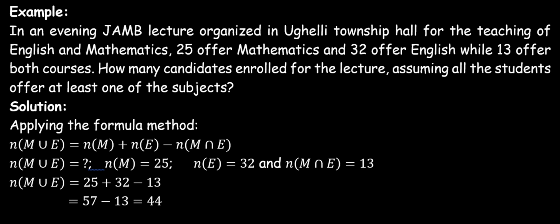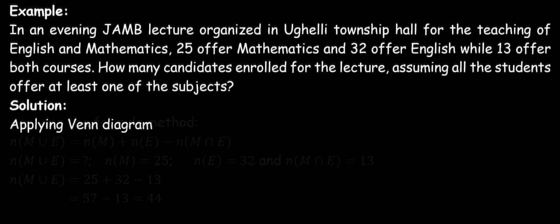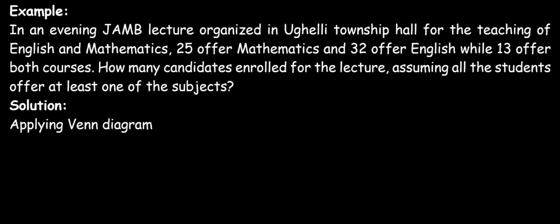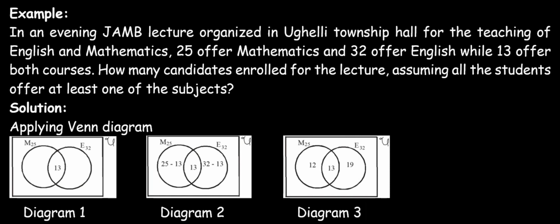Now, the same problem, applying the Venn diagram method, we have it shown diagrammatically as below. Study the diagram carefully. Diagram 1 shows the first stage of your Venn diagram, where you have M written outside the M circle with 25 in it, and English written with E outside the E circle with 32 in it, and the common number between the two circles, which is the students that offer both English and mathematics, is 13. You put it at the center.